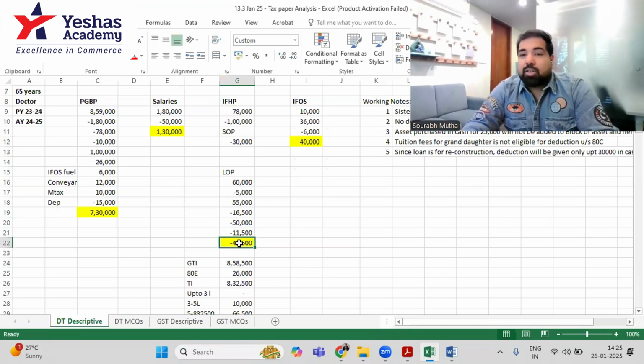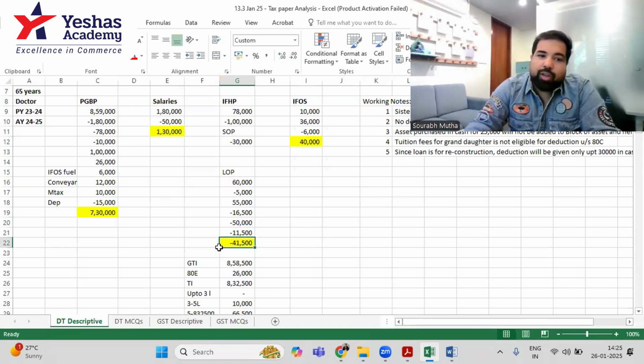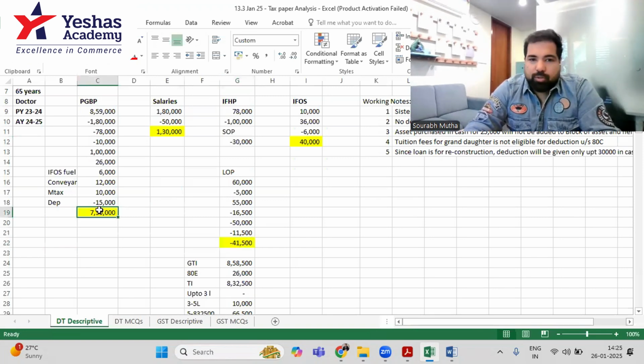Remember, this loss can be adjusted. House property is a friendly head. It can go to anyone. So I'm going to minus it from PGBP.